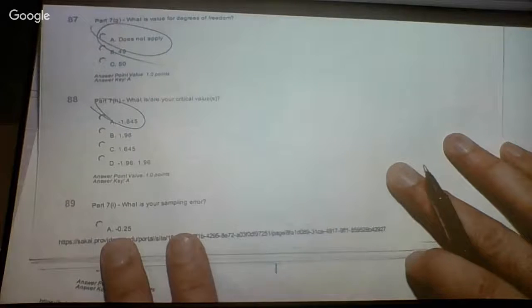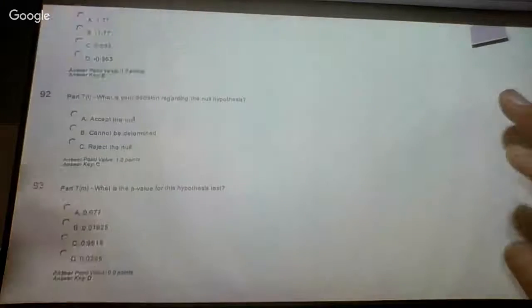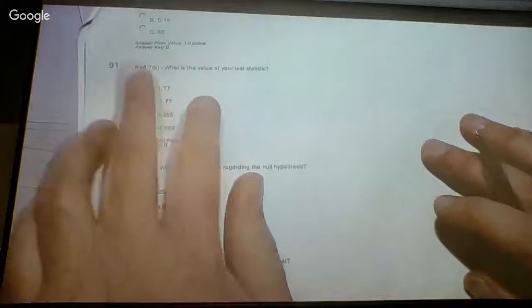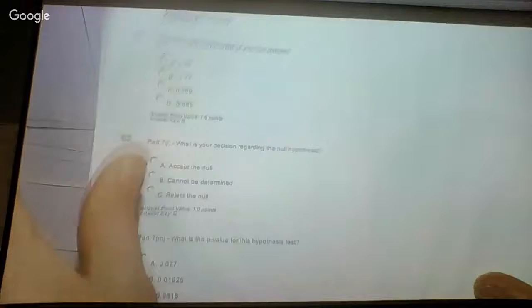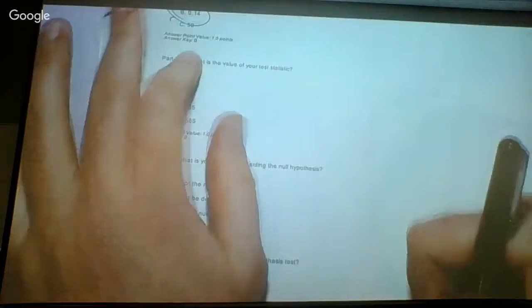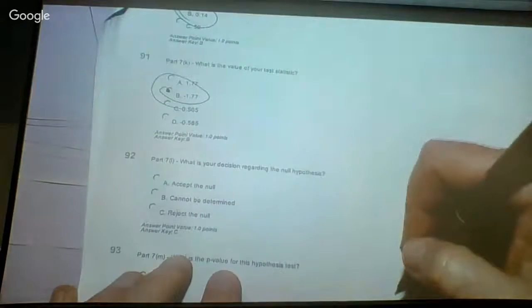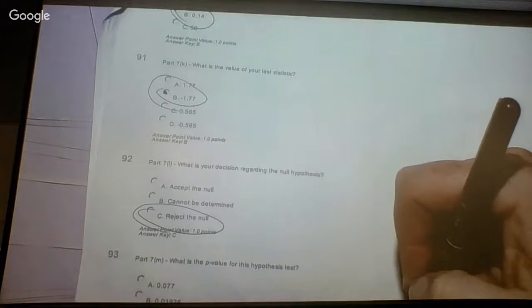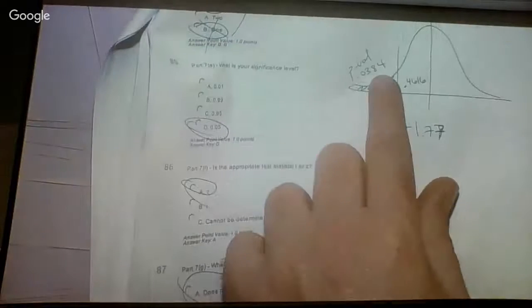Sampling error: negative 0.25. Yeah. Standard error looks like it was 0.14, 1 over the square root of 50. Yeah, 0.14. Test statistic was something around negative 1.78. We rejected the null. And we said our p-value is something around 0.0384, which is like 0.0385.